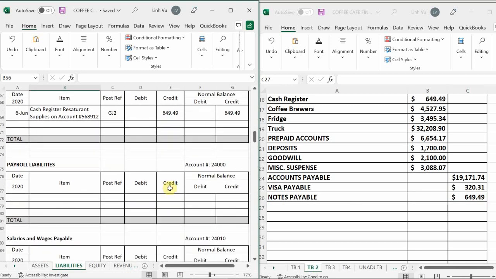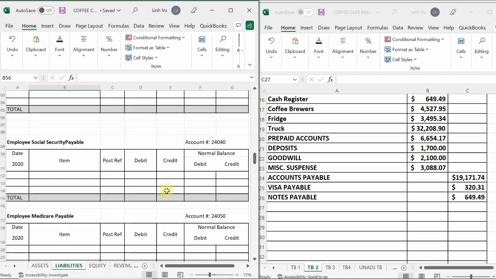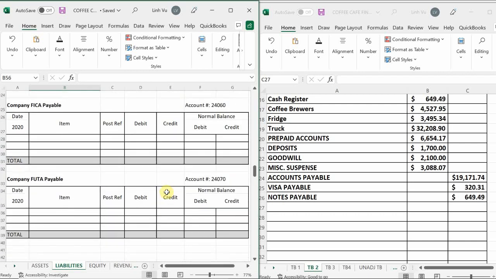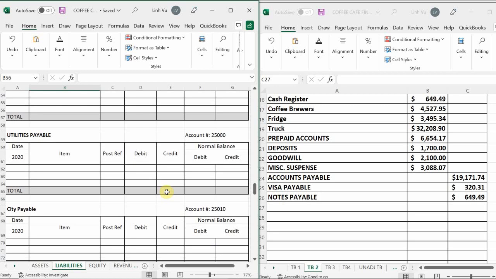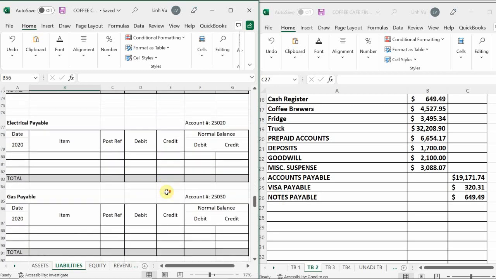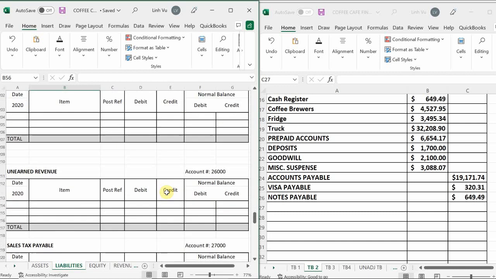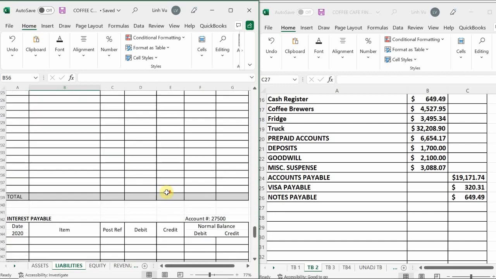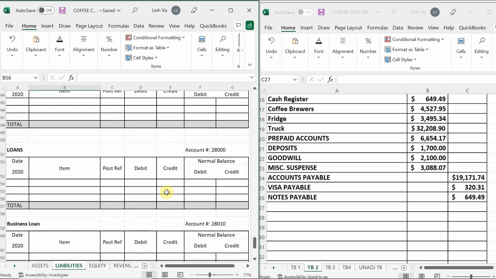All right. Have we incurred any payroll liabilities? Not yet. Then we have utilities. Do we have utilities payable? No, not yet. Unearned revenue. We haven't sold or opened our store yet. Nothing there. Sales tax. We haven't sold anything yet. We haven't opened our store yet. And then interest payable. Not yet.